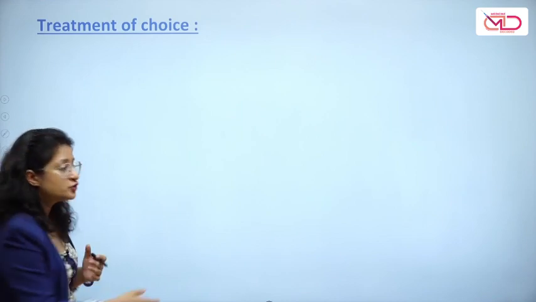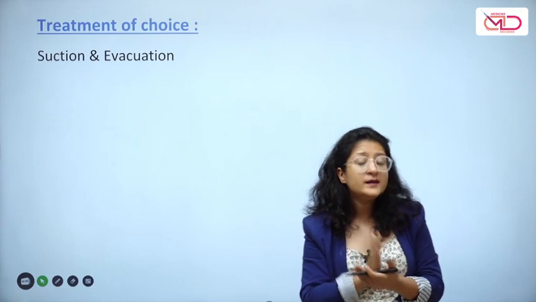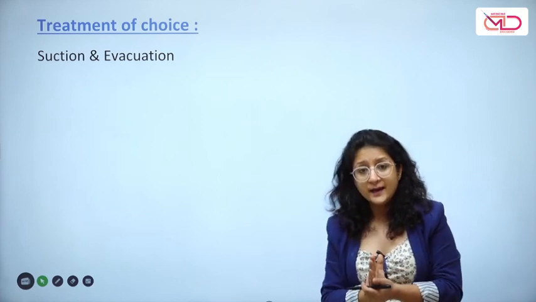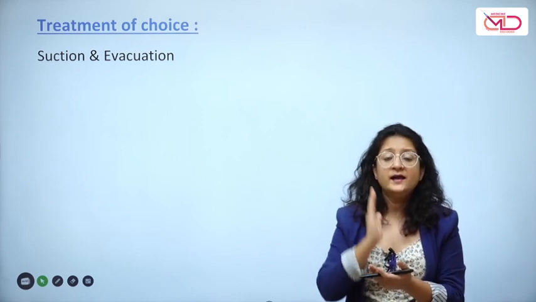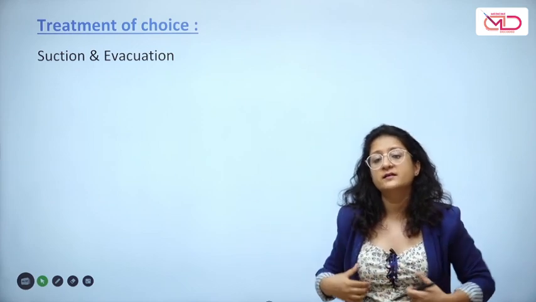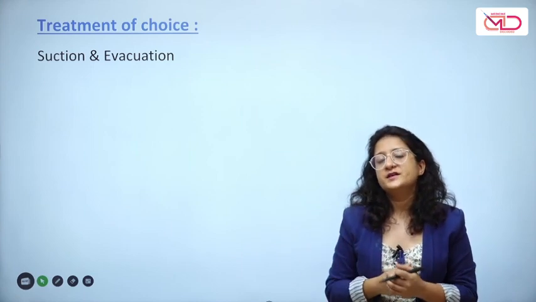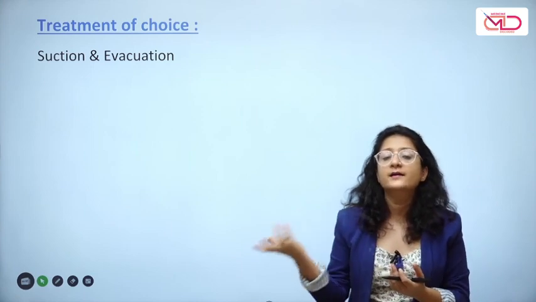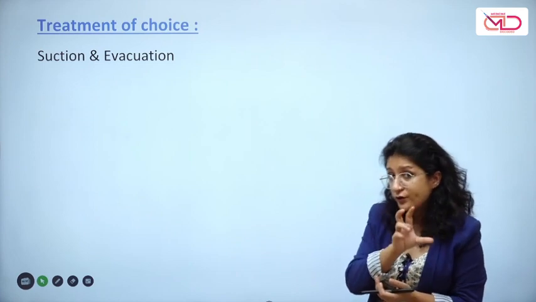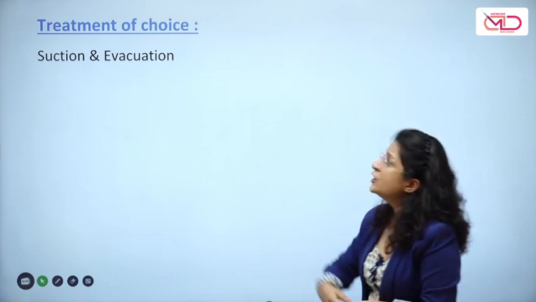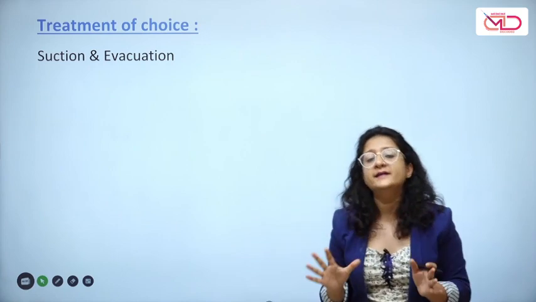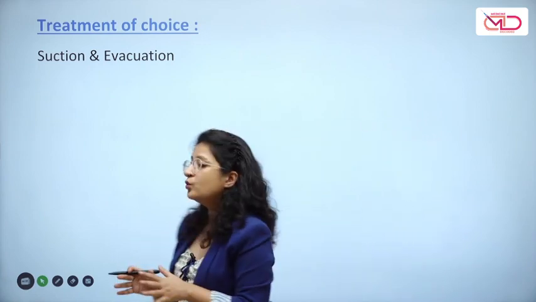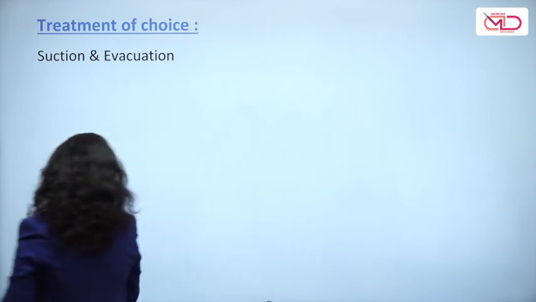Now the treatment of choice is suction and evacuation, right? Keeping in mind that her Hb was 8, I would definitely like to keep blood in hand ready if required, because again I'm expecting that possibly during the process of expulsion she could bleed a lot, and then I would have to depend on blood transfusion because she's already 8 grams per deciliter, mind you that. So the treatment of choice is suction and evacuation. And mind you, it's not dilatation and curettage. I mean, curettage you can do at the end of the procedure of suction and evacuation.